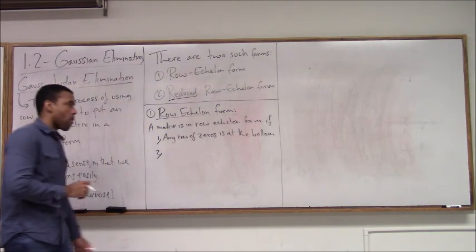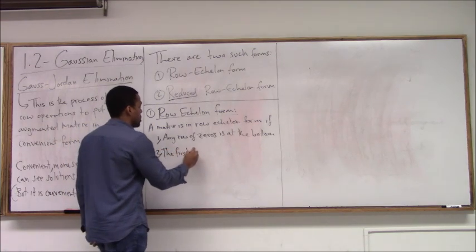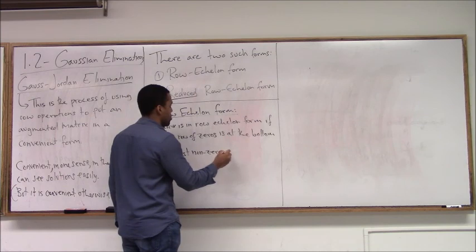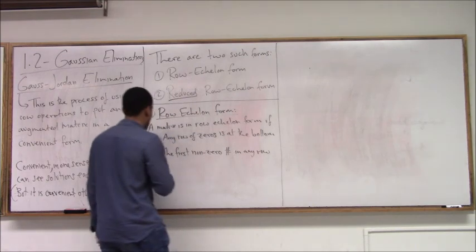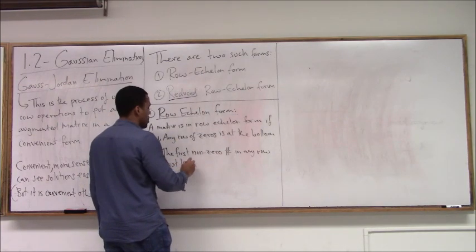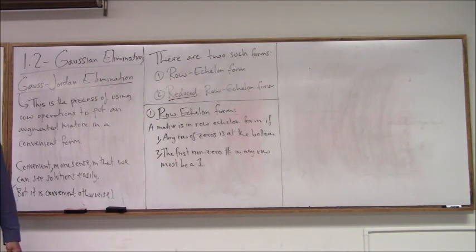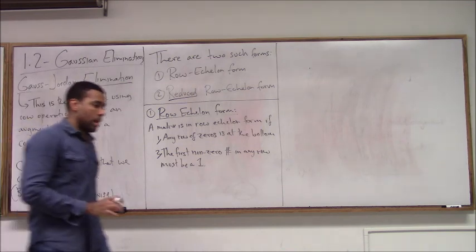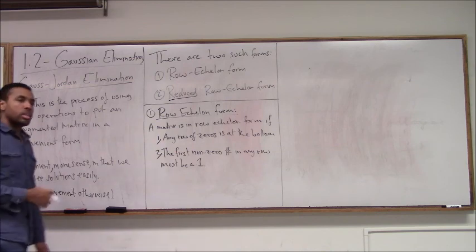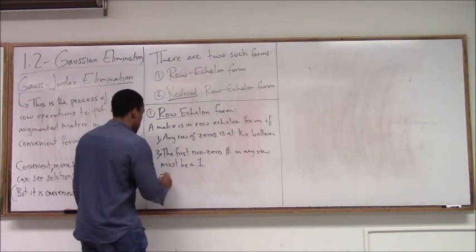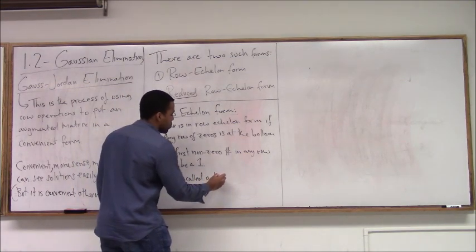2. The first non-zero number in any row must be a 1, right? That's kind of like me saying, I want to be able to say 1x equals blah, right? So I want it to have the form where the first non-zero number in a row represents the variable in that row that I want to solve for. I want it to be a 1. This is called a leading 1.